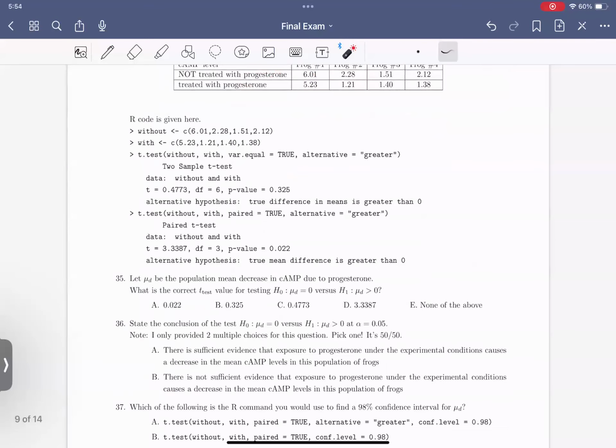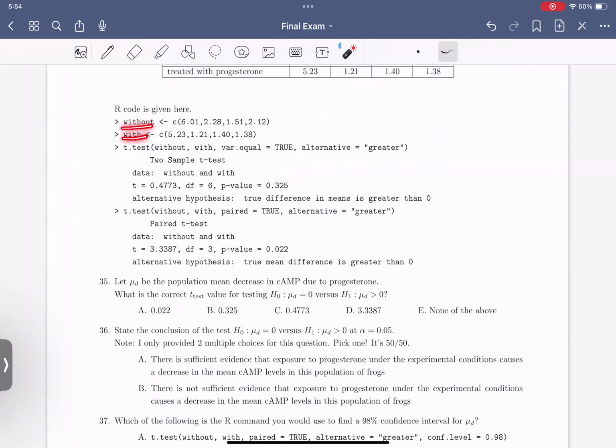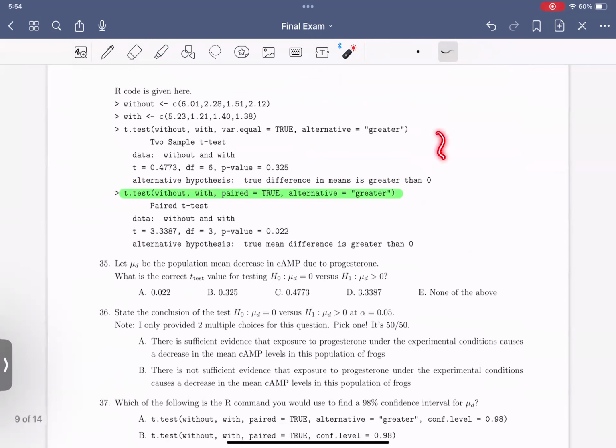All right. Okay, we're going to use the R code here, without and with. So you input four numbers here. You use a t-test here. So the correct one that you are looking for is going to be this one. t.test without, with, paired equal to TRUE, alternative equal to greater. Remember that if you use the paired t-test, you have to type paired equal to TRUE here. This one is not correct because you use var.equal equal to TRUE. This is the pooled t-test, which is not applied to this question. All right, but this is extra information that you shouldn't look at.